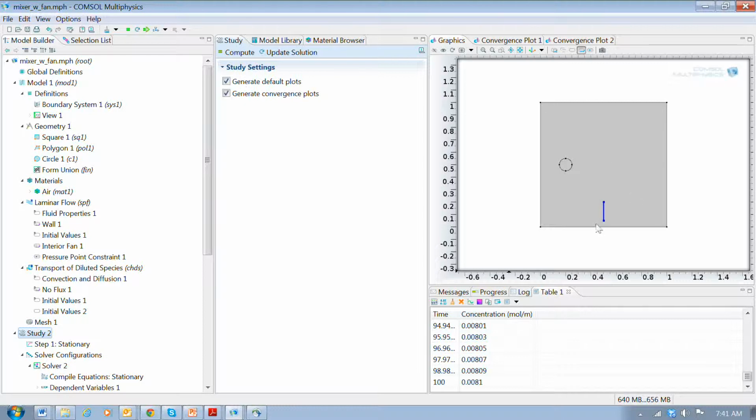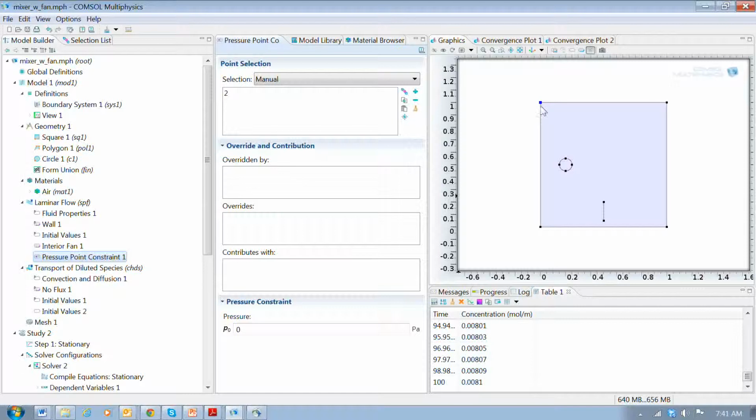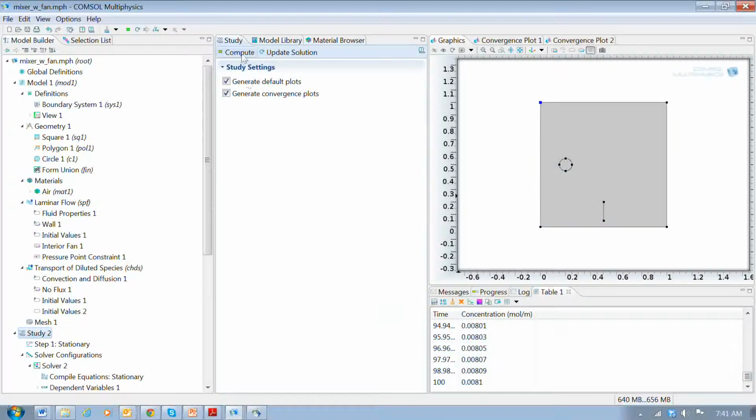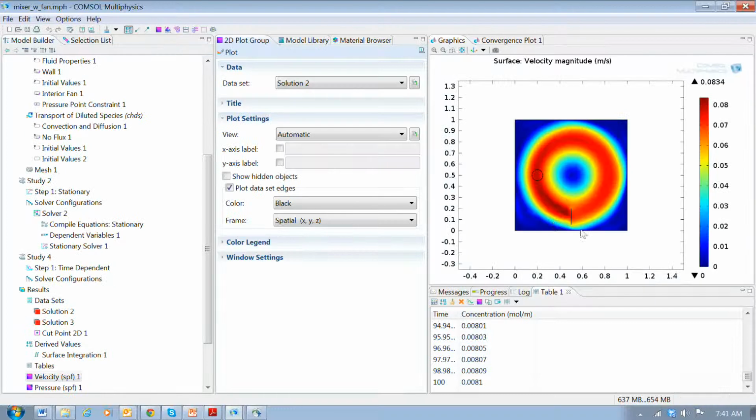So this model is just a box, and I put in a pressure point constraint here. You really always are going to need to have some way to constrain what the pressure is. But other than that, it's all just no flow. And so when we simulate this, we get a circulating flow. This is the velocity, and you can see how it just spins around like that. Okay, so that's pretty good.